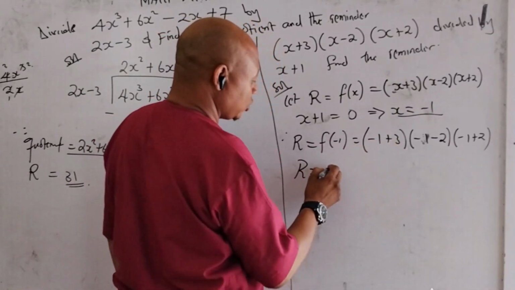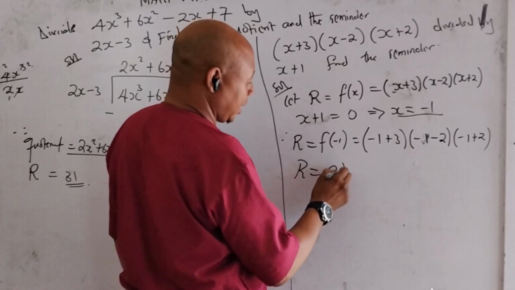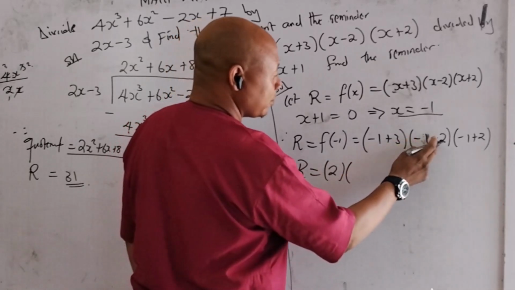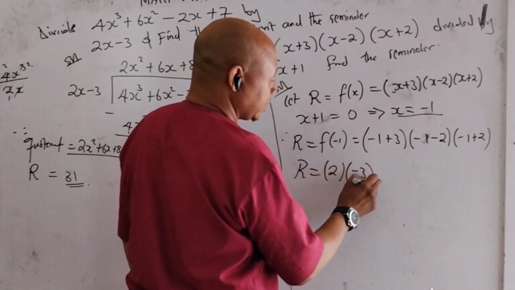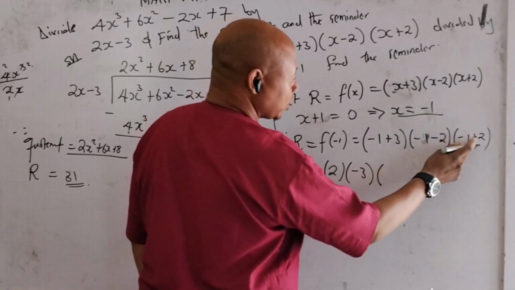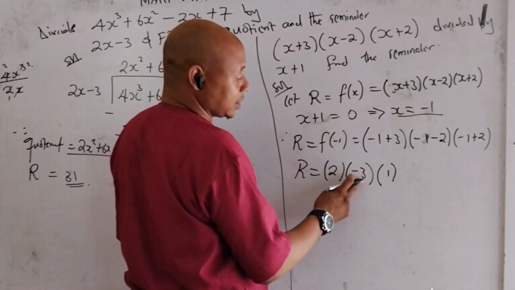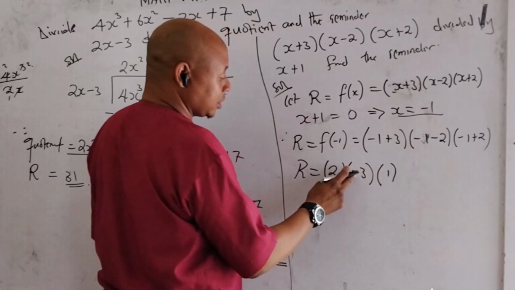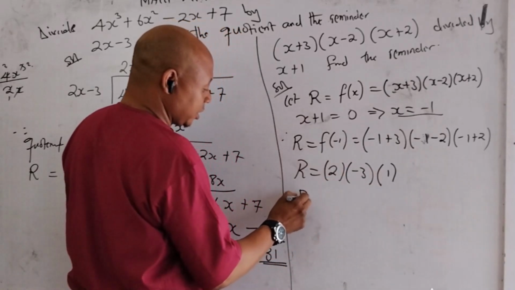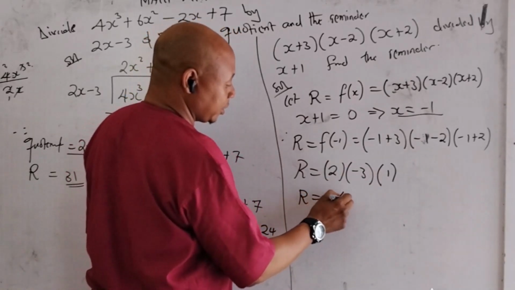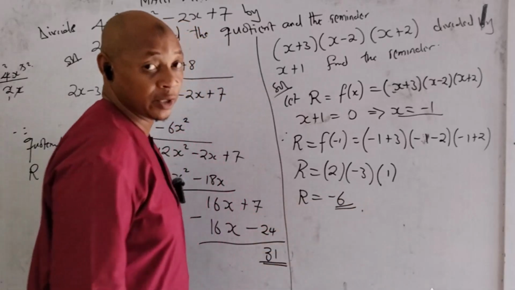So our remainder r is equal to this very value. Minus 1 plus 3 is 2, right? Times minus 1 minus 2 is minus 3, times minus 1 plus 2 is 1. So we have 2 times 3 is 6, 6 times 1 is still 6, so we have minus here. So therefore our remainder r is equal to minus 6. So the remainder here is minus 6.